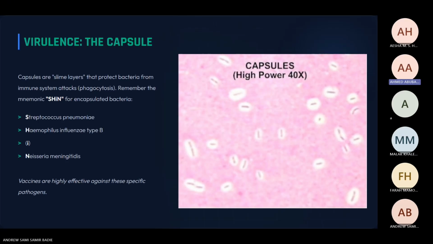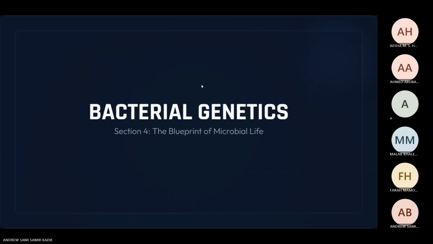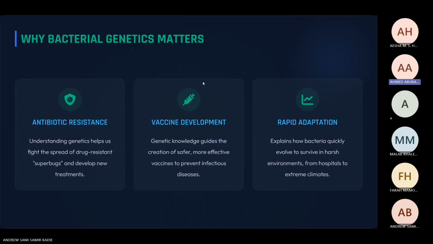They are grouped in the mnemonic SHiN. The SHiN bacteria include Streptococcus pneumoniae, Haemophilus influenzae type B, and Neisseria meningitidis. Think of the capsule, and we need to think of the vaccine. So the capsule is very important for these bacteria.